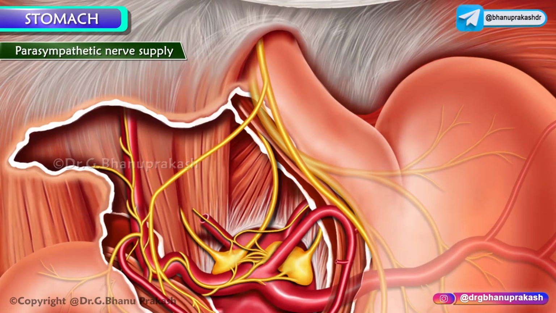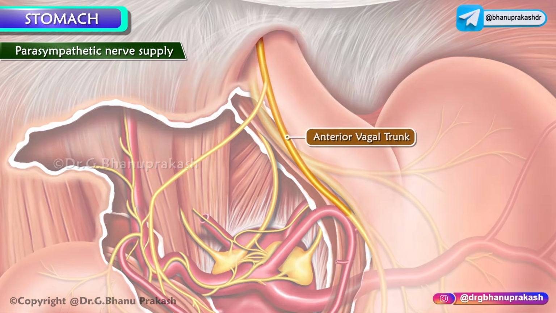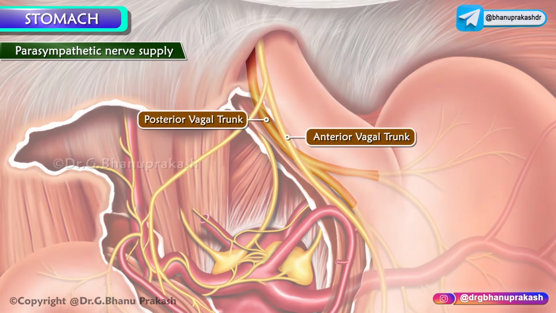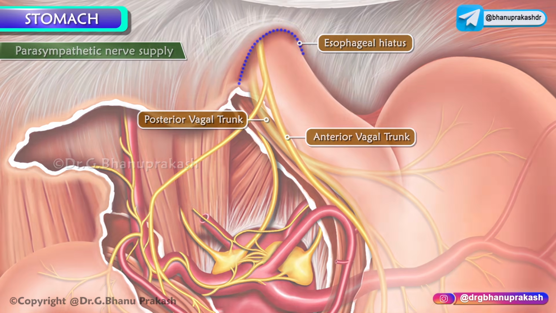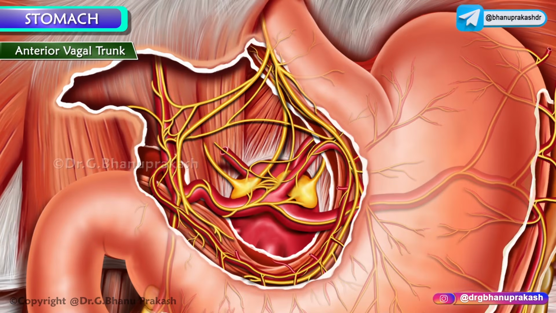The parasympathetic nerve supply is mainly from the anterior and the posterior vagal trunks and their branches, which enter the abdomen via esophageal hiatus of the diaphragm. So the first one is the anterior vagal trunk.